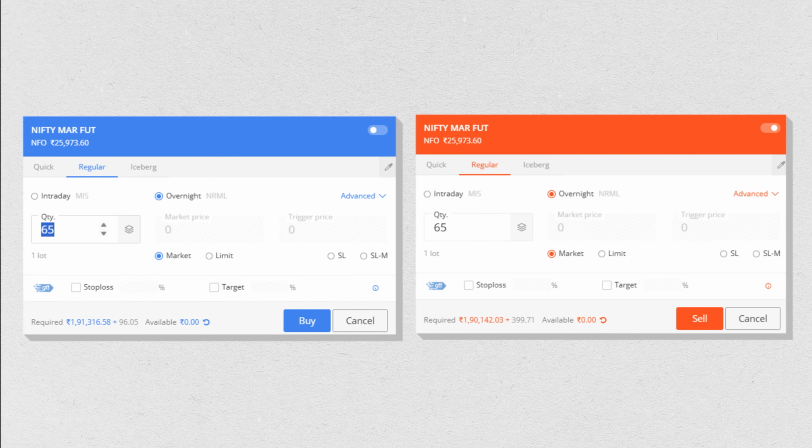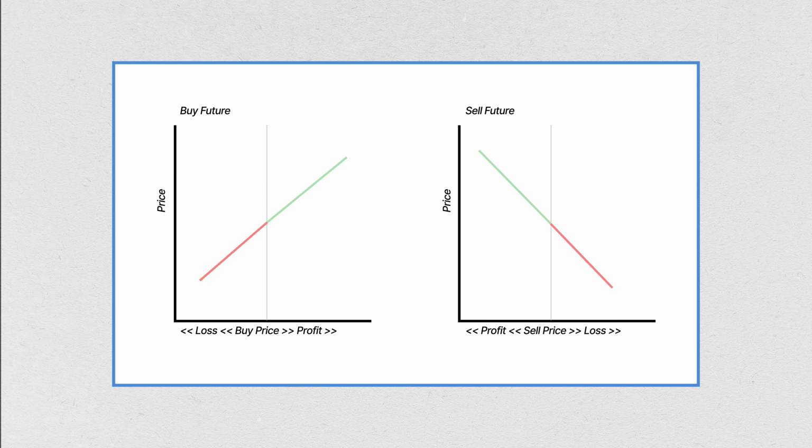What we've just seen is how leverage works in futures. One important thing to remember is that in futures, the margin requirement is the same whether you go long or short. Buying futures or selling futures involves identical margins because the risk profile is symmetric on both sides. Options, however, work quite differently, and it's important to understand this distinction clearly.